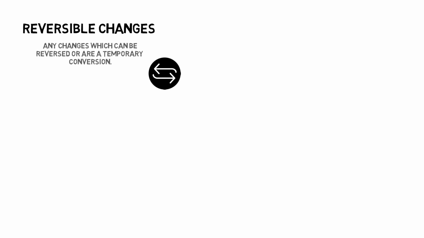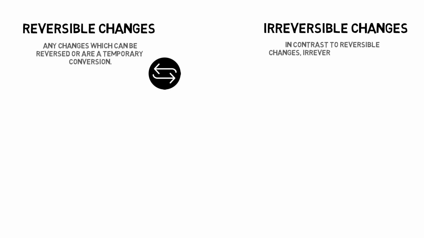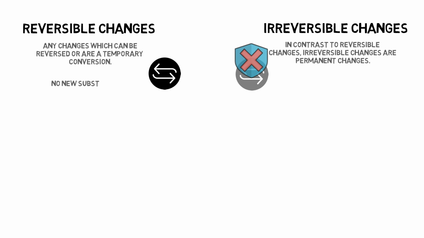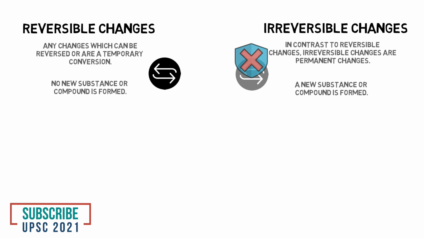Now let us look at reversible and irreversible changes. So all those changes that can be reversed are simply known as reversible changes, while irreversible changes, as the name suggests, वो changes होते हैं जो permanent nature के होते हैं. Another noteworthy point is that in reversible changes, कोई नया substance नहीं बनता है, whereas an irreversible change is always characterized by the formation of a new substance or a compound.